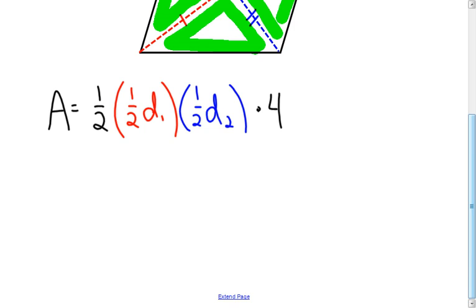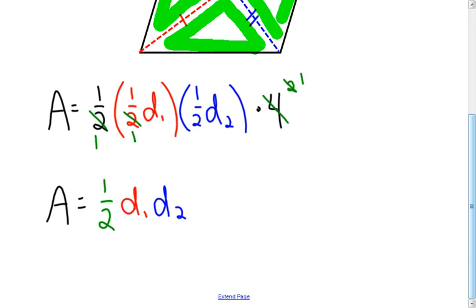Now it's just a little bit of simplifying. What I'm going to do first is look at this 4, and I have the 1/2 here. That can become a 1, which makes this 4 become a 2. But then I have the 1/2 here. That 2 is going to become a 1, and this 2 will become a 1. Now the only thing that's left is that 1/2 from the blue. So I have 1/2 times diagonal 1 times diagonal 2 is all that's left. So here's another formula to find the area of a rhombus.